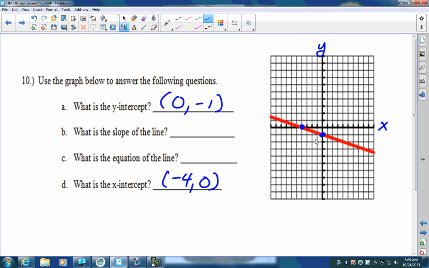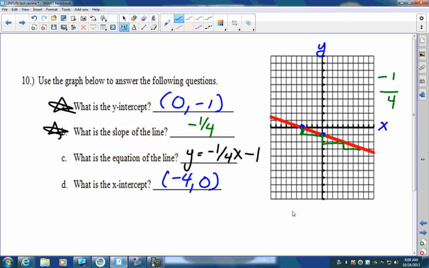My slope. If you have your x and y-intercept, it makes it a lot easier to find your slope. First off, my line is decreasing. It's going down. I'm going down 1 and to the right 4. Down 1, negative 1, to the right 4. So my slope is negative 1/4. So now my equation is y equals negative 1/4 x minus 1. You have to use your slope and your y-intercept. Again, you want to make sure you check it in the calculator before you move on.